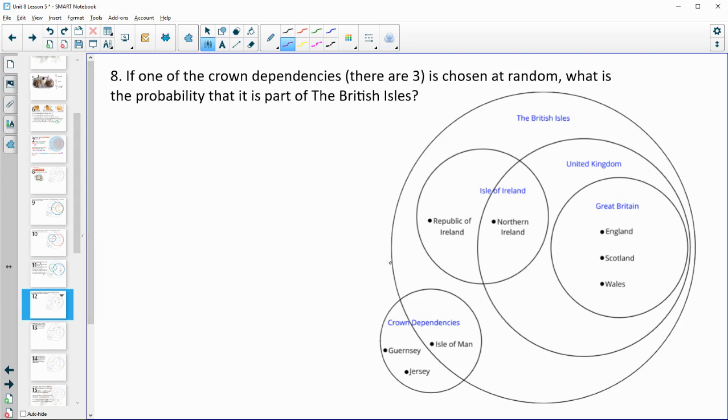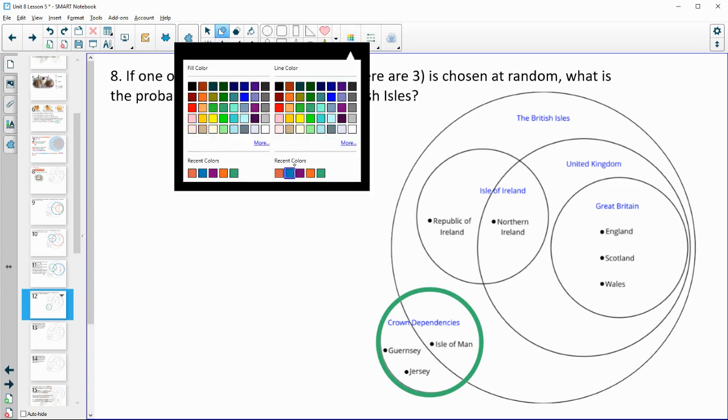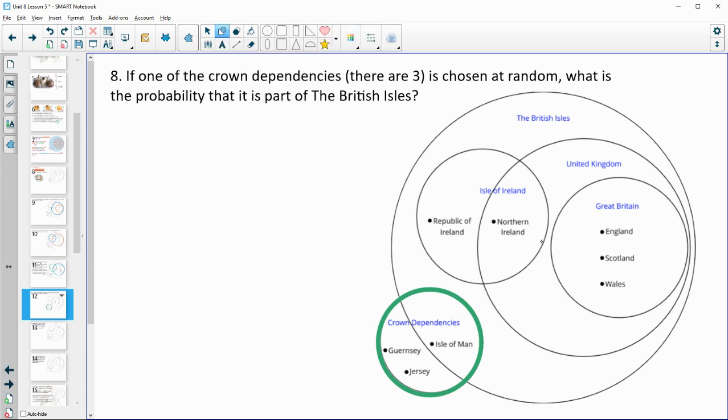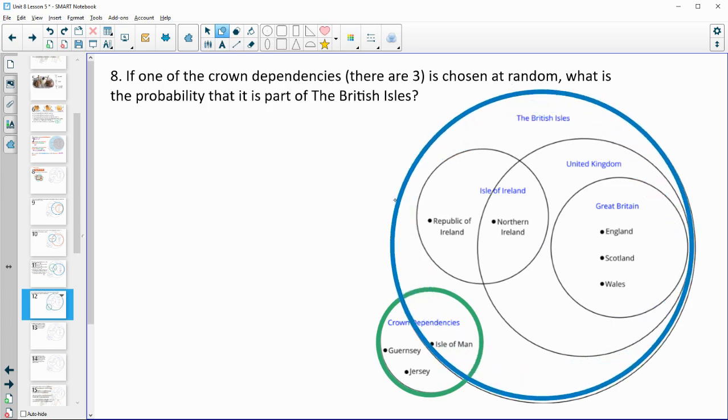Number 8, if one of the crown dependencies is chosen at random. Let's find a crown dependency. Are these 3 countries? So if one of these 3 countries is chosen at random, what is the probability that it's also part of the British Isles? So here's the British Isles. One of those 3 countries would satisfy that condition.